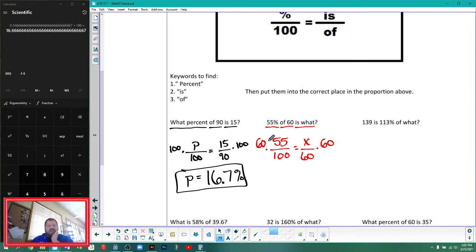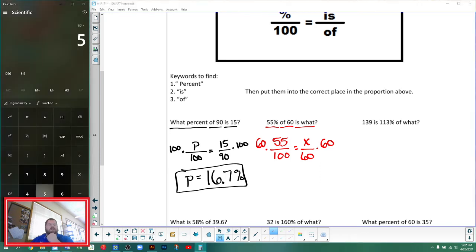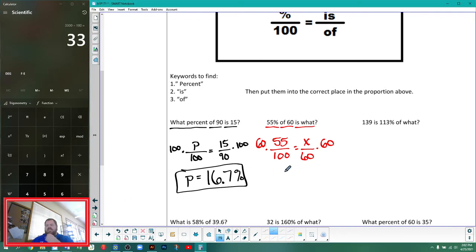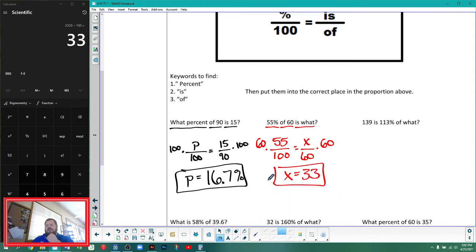You can do this operation in really any order that you want. I'm looking at 60 times 55, and I want to divide that by 100. And I get x is equal to 33. Not too bad, good to go, and move on to the next one.